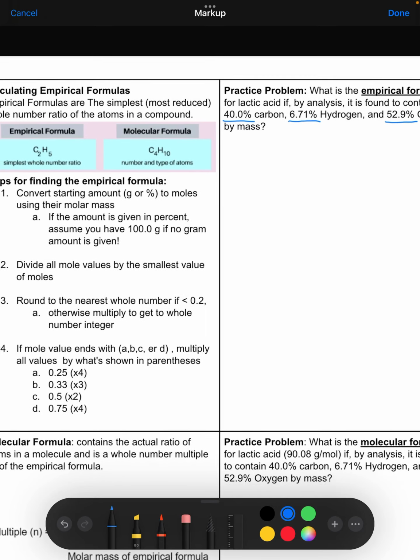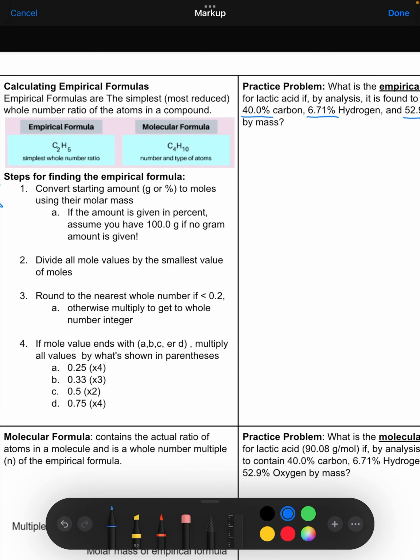Step 1 says, convert starting amount, grams or percent, into moles using their molar mass. And this little bullet point A says, if the amount is given in percent, assume that you have 100 grams of that substance if no gram amount is given. The reason we are going to do that, taking these percents and assuming we have 100 grams of that substance, is just to make our own lives easier.